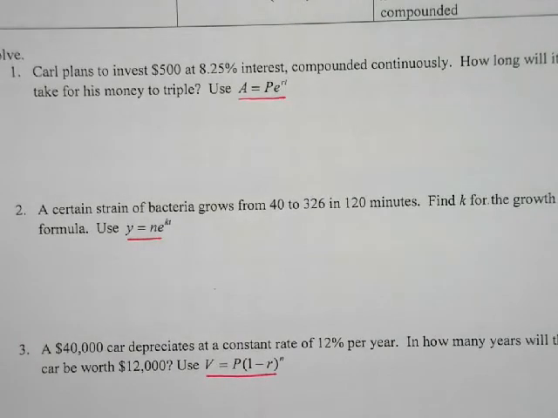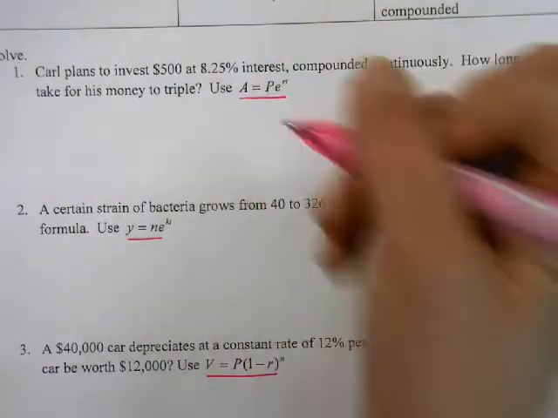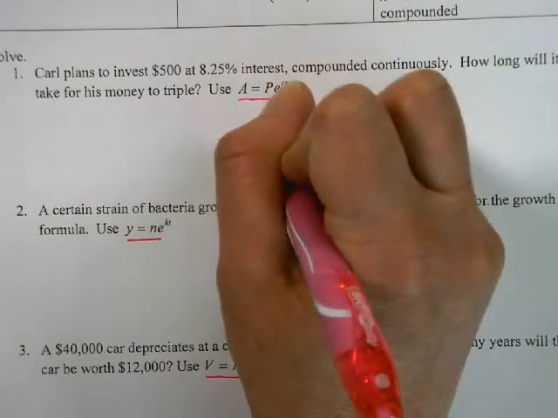All right, so the first one says, hold on one second, okay? Carl plans to invest $500 at 8.25% interest, compounded continuously. How long will it take for his money to triple? Okay, so let's figure out how much money Carl is starting out with. $500. Where does that go? Goes to the bank, right? But where in our formula does it go? P. There we go.